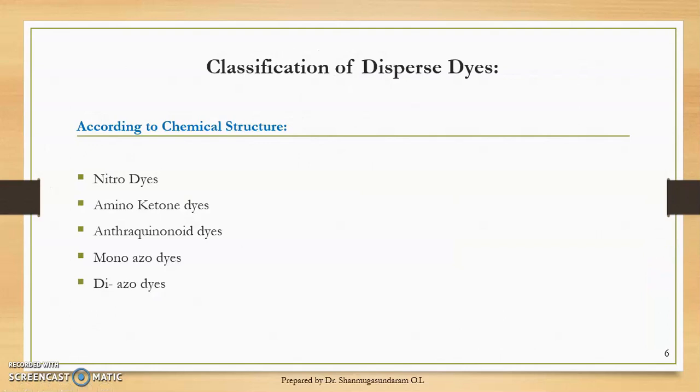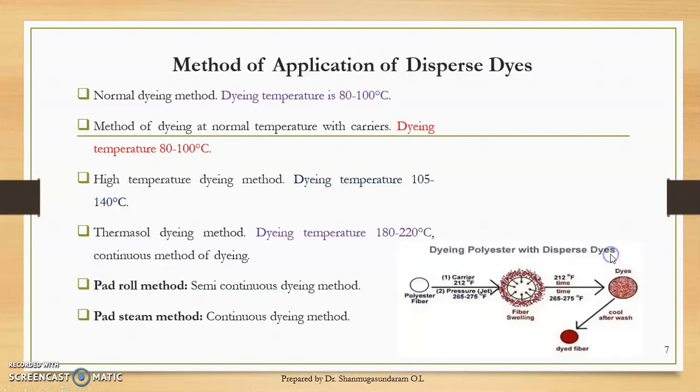Please look at this slide. Now we will see the classification of disperse dyes. The classification is based on the chemical structure of the dyes. The first one is nitro dyes, the second one is amino ketone dyes, the third one is anthraquinone dyes, then monoazo dyes and diazo dyes. So these are all the classifications of dyes according to the chemical nature.